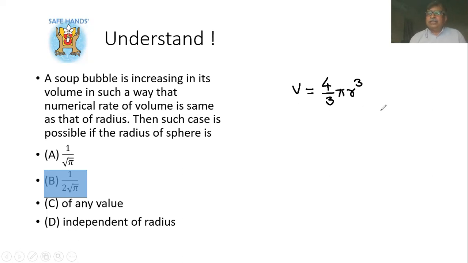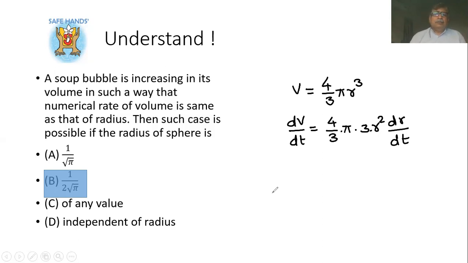We definitely have the volume of a bubble given by 4 by 3 pi r cube. Let me differentiate both sides with respect to t. So I will get the rate of change of volume, that is dV by dt, is equal to 4 by 3 pi, where 4, 3 and pi are constants. Now let me differentiate r cube with respect to t. By using the chain rule, it will be 3r square dr by dt. Now the problem says that the numerical rate of the volume is the same as the rate of radius. So dV by dt is numerically the same as dr by dt.